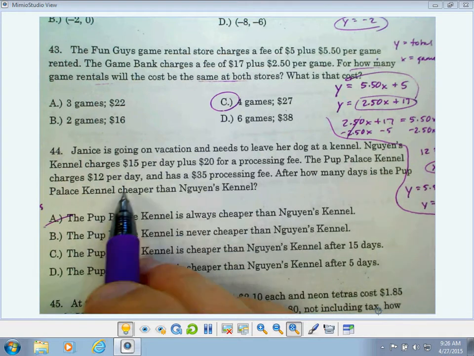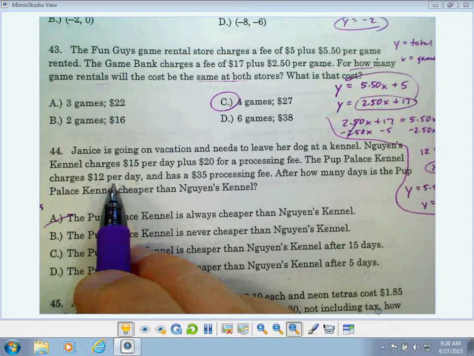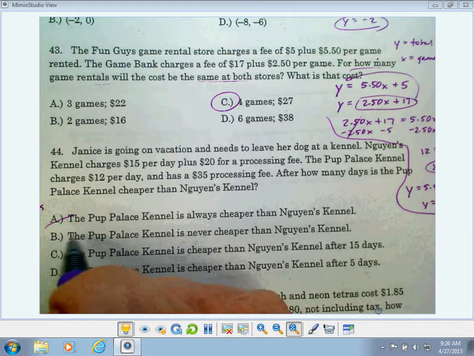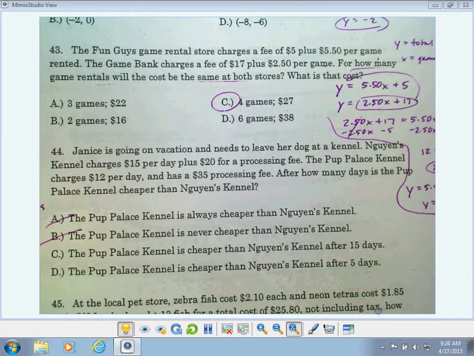Because it's only $12 per day, eventually you would overcome that difference in processing fee and the Pup Palace Kennel would actually be cheaper. But it might take a while. So I think we can eliminate B. So let's just put it this way. We can calculate it out, right? The Pup Palace Kennel is cheaper than Wynn's after 15 days.